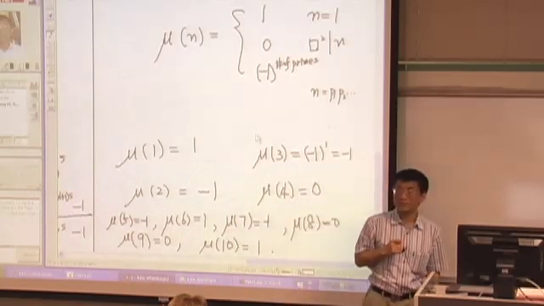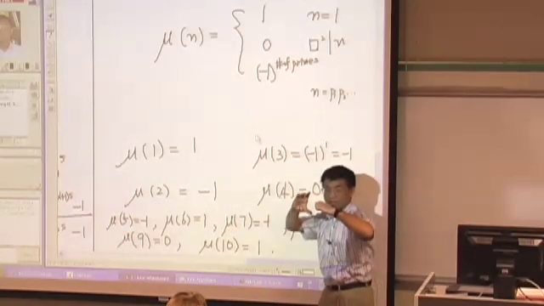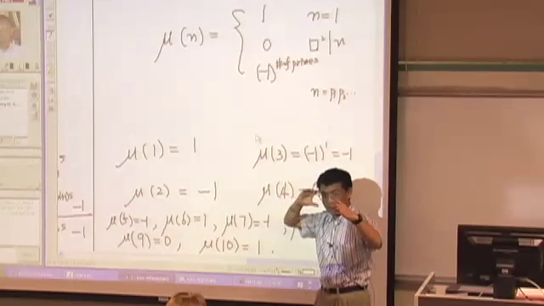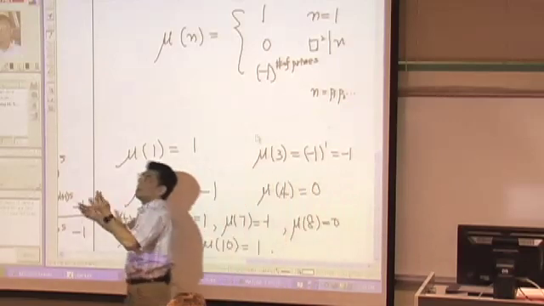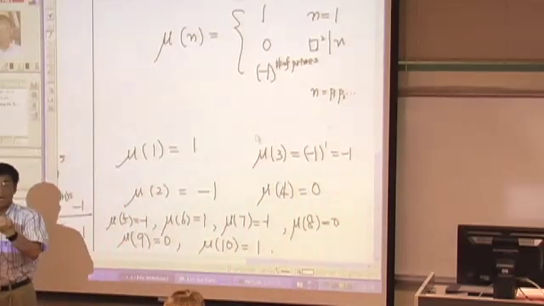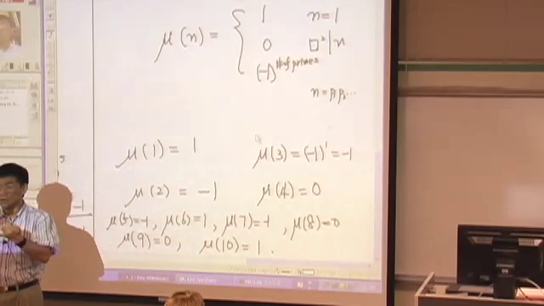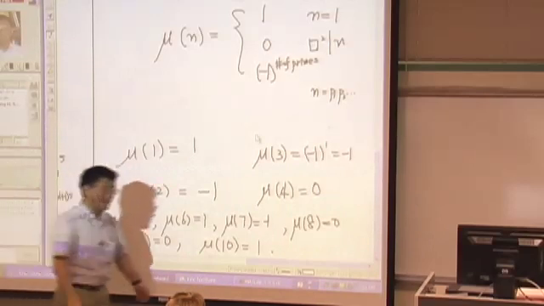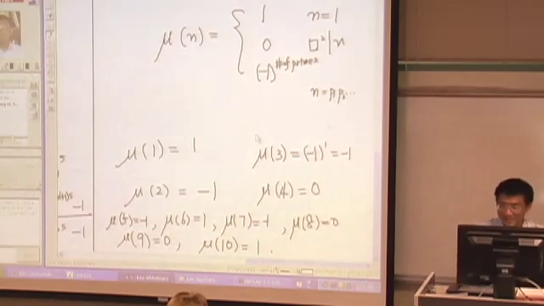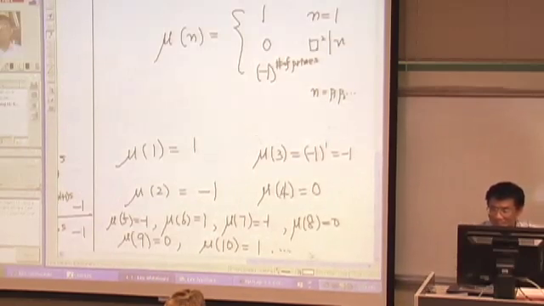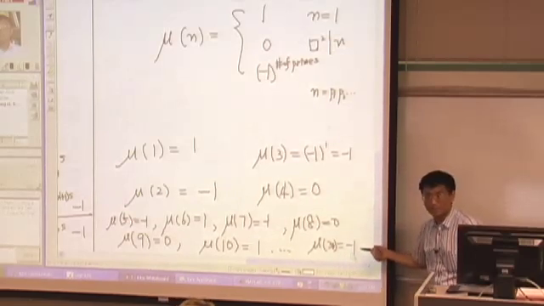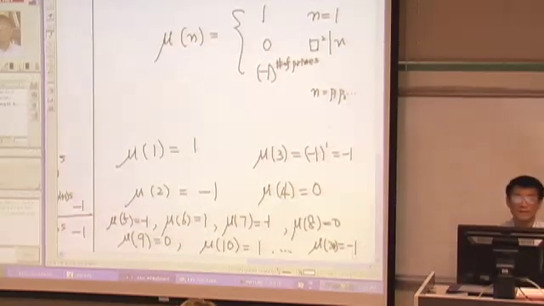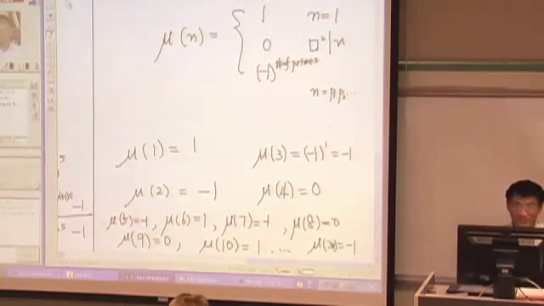Yes? Why is mu of 6 what it is? Because 6 is 2 times 3, then how many distinct primes? 2 and 3. Then there are 2 distinct primes. For instance, 2 times 3 times 5 is 30, right? What is mu of 30? Negative 1, right? Mu of 30 is negative 1 because it has 3 distinct primes dividing it, right? 3 distinct primes. Then I will continue. Question? No.